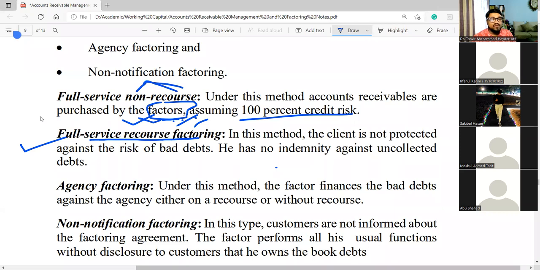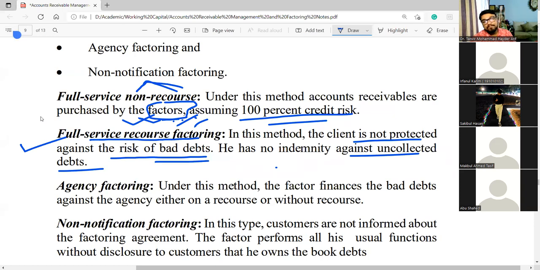Non-recourse, and this is full service recourse factoring. What it is, the client is not protected against the risk of bad debts, so he has no indemnity against uncollected debts. So earlier, what did the factor do? It took 100% credit risk. Here, is there any guarantee against such bad debts? No, sir. So earlier the factor had 100% credit risk, but here bad debts can occur.